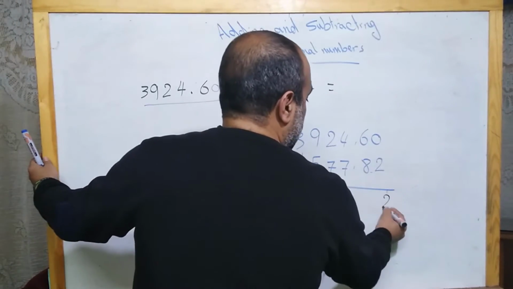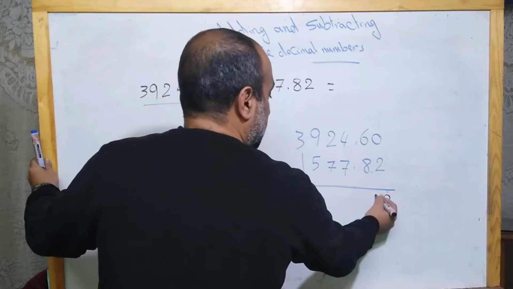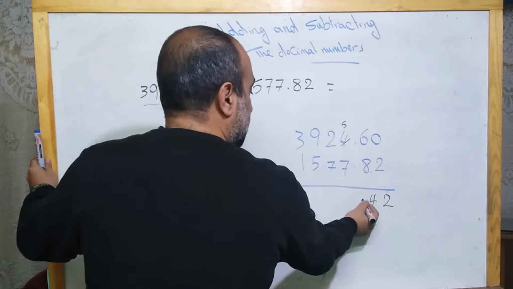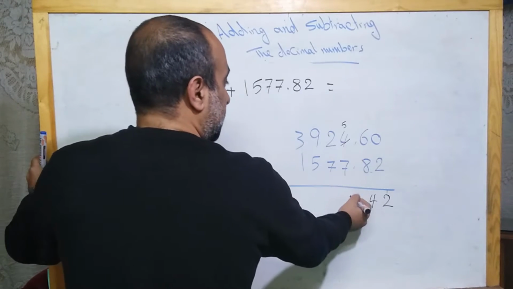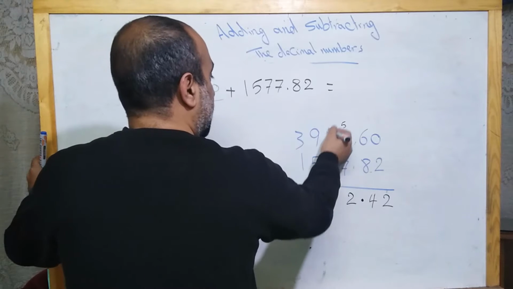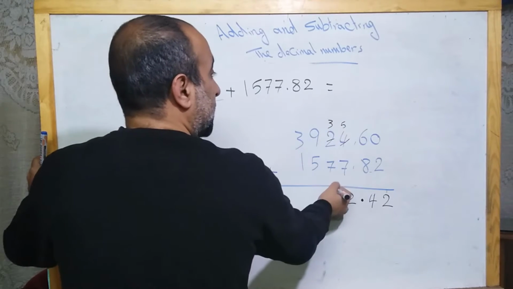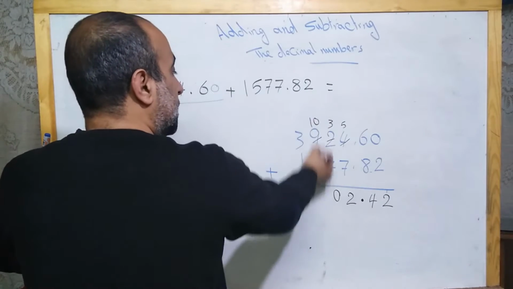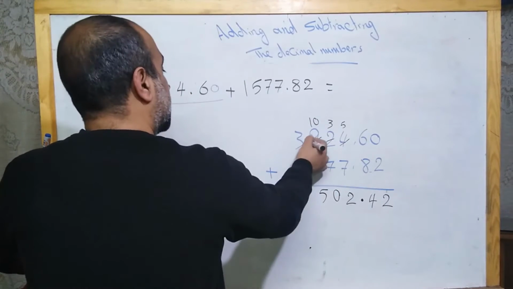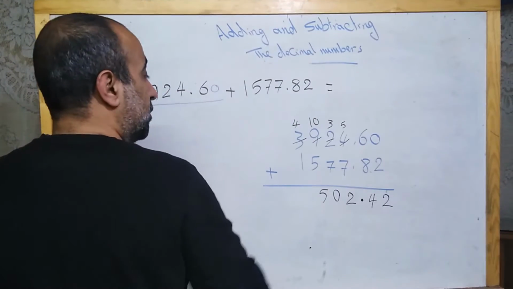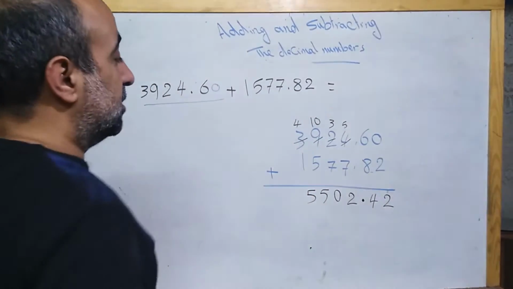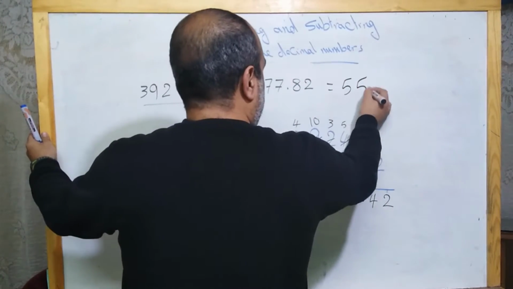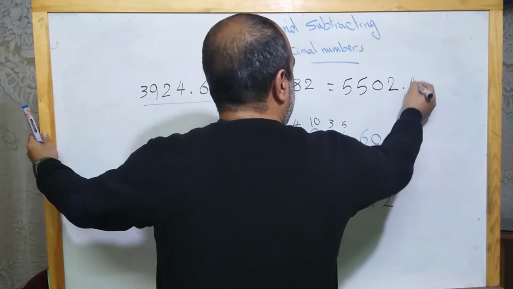0 plus 2 equals 2. 6 plus 4 equals 10, put 0, carry 1 to the next. 4 becomes 5, the decimal point in its place. 5 plus 7 equals 12, put 2, carry 1 to the next. 2 becomes 3, 3 plus 7 equals 10, put 0 and carry 1 to the next. 9 becomes 10, 10 plus 5 equals 15, put 5 and carry 1 to the next. Finally 4 plus 1 equals 5, and there is the sum of these two numbers: 5,502.42.